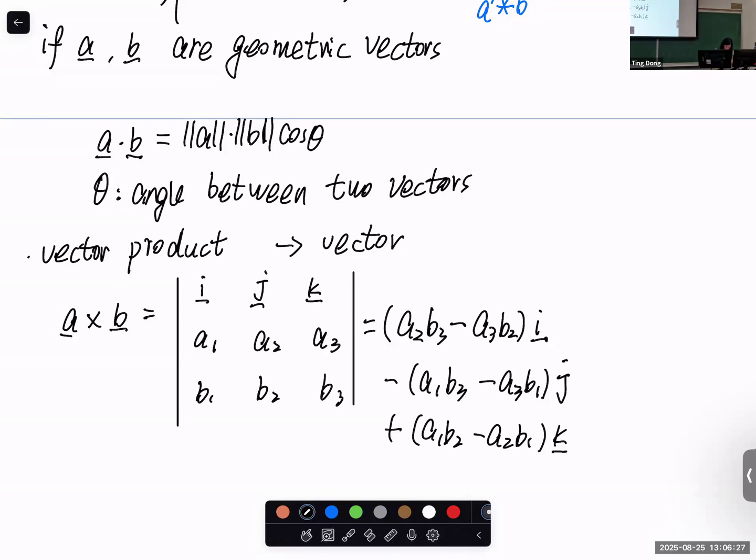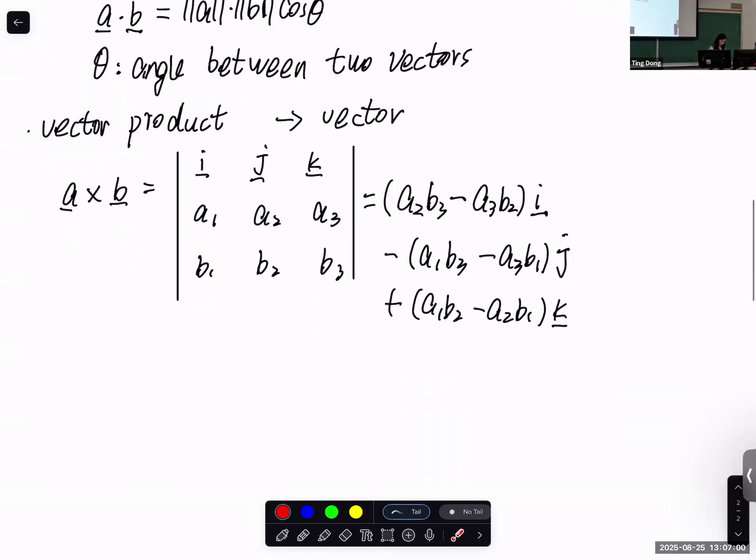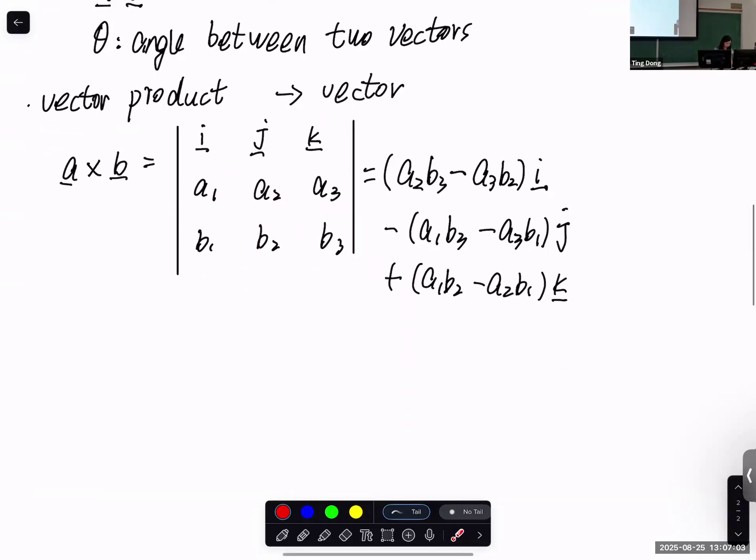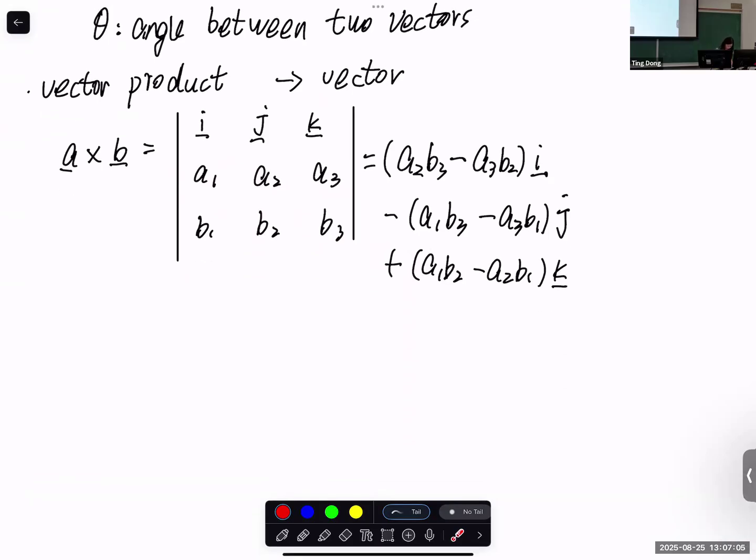And of course, there's some way to help you understand and make fewer mistakes. So basically, in the x direction, it is this one times this one minus this one times this one, right? And of course, the second term has a negative sign. And again, a1 b3 minus a3 b1. And the last term becomes positive again and becomes a1 b2 minus a2 b1. So this is the vector product. And again, let's check if A, B are geometric vectors in 3D space.